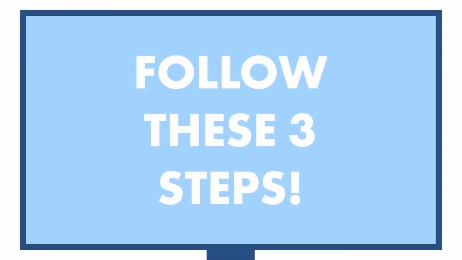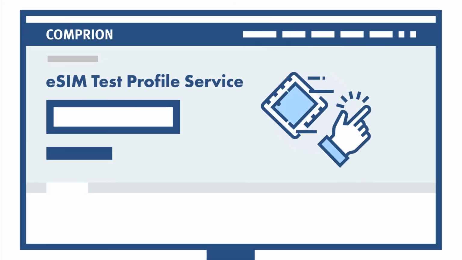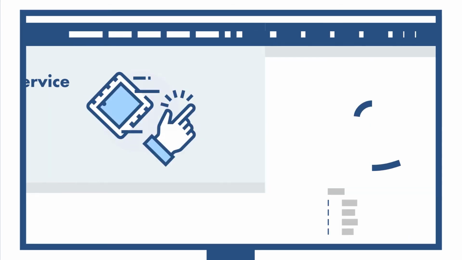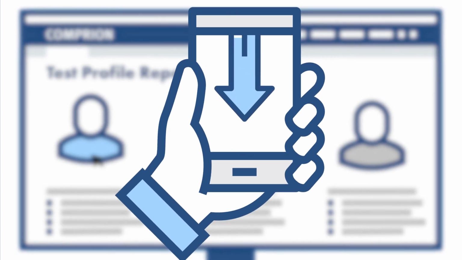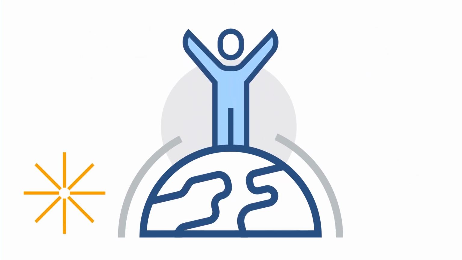Talking of easy, all you need to do is follow these three steps. Log into the Comprion eSIM Test Profile Service website. Choose your test profile from our repository. Take your test device and download the profile. And now a whole new world of testing is opening up for you, John. No more specifically engineered test devices.